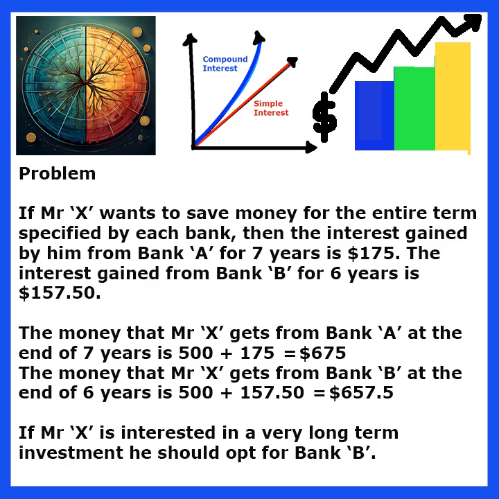Problem: if Mr. X wants to save money for the entire term specified by each bank, then the interest gained by him from Bank A for 7 years is $175. The interest gained from Bank B for 6 years is $157.50. The money that Mr. X gets from Bank A at the end of 7 years is 500 plus 175 equals $675. The money that Mr. X gets from Bank B at the end of 6 years is 500 plus 157.50 equals $657.5. If Mr. X is interested in a very long-term investment, he should opt for Bank B.